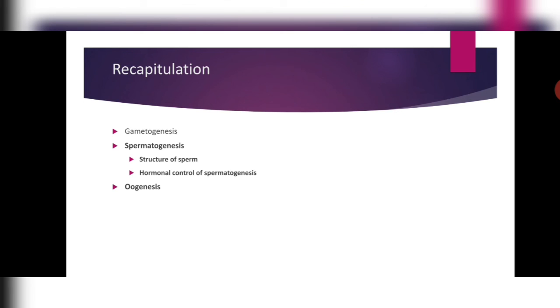That's all for today's class. Let us now recapitulate what we have learnt. We have learnt about the process of gametogenesis, where we discussed spermatogenesis and oogenesis. We also discussed the structure of sperm, hormonal control of spermatogenesis, schematic representations of both spermatogenesis and oogenesis, and a sectional view of ovary to study the development of the follicles in the ovary.